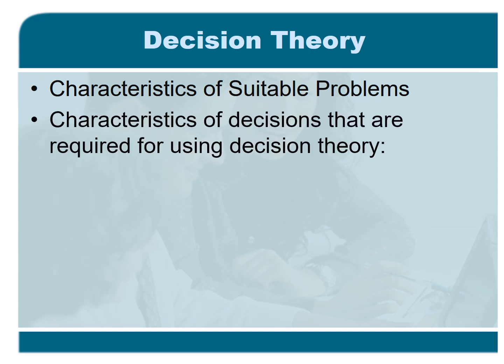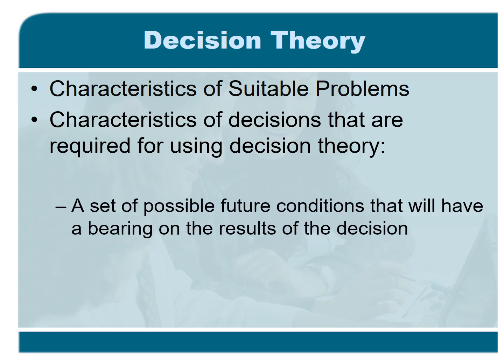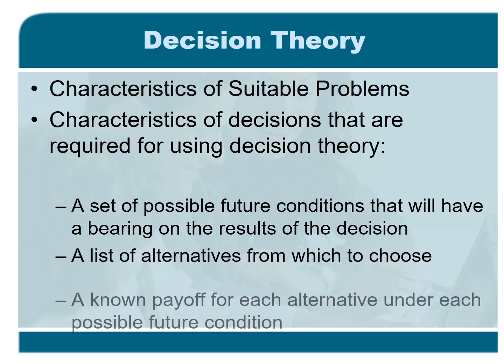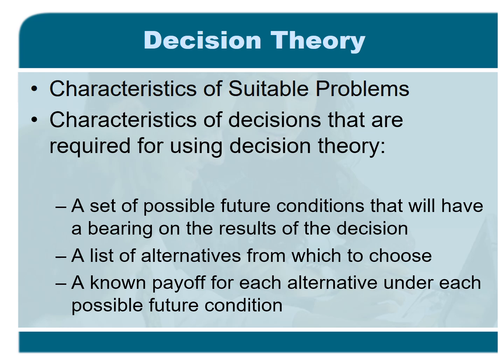Use it for problems with these characteristics. The decisions required for using decision theory include a set of possible future conditions that will have a bearing on the results of the decision, a list of alternatives from which to choose, and a known payoff for each alternative under each possible future condition.